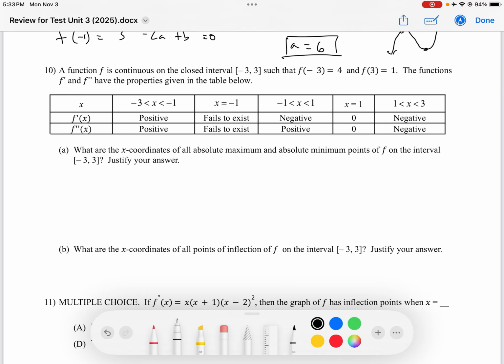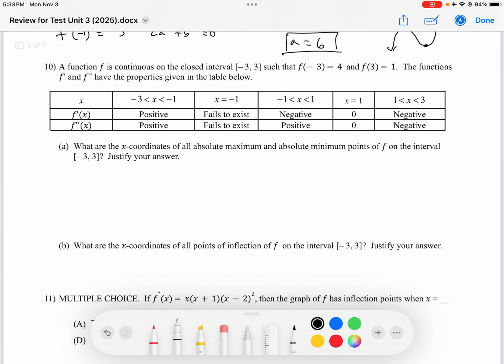Justify your answer. Interesting. All right, well, closed interval, candidates test. So first of all, we need to compare f of negative 3, which is 4, and f of 3, which is 1, with any critical points. Now, critical points are where the derivative fails to exist or is 0. By the way, this function is continuous, so we know the EVT applies, right? It has to have a max and a min. And that tells us that this is not like an asymptote or something, because the function is continuous. So it's got to be a corner or a cusp.